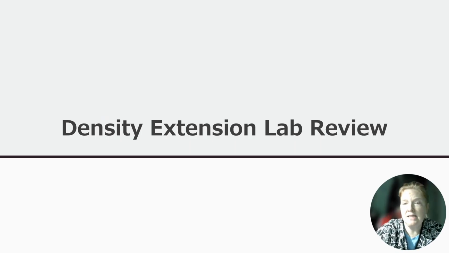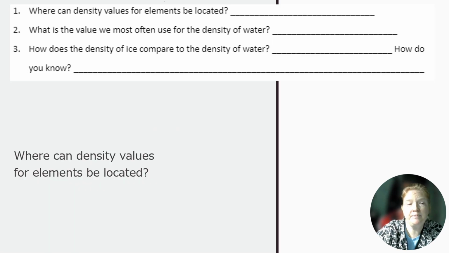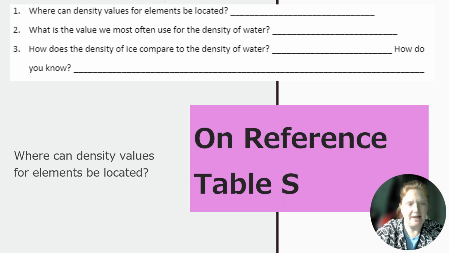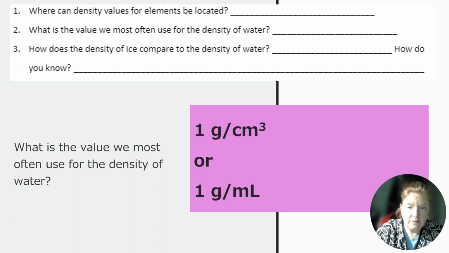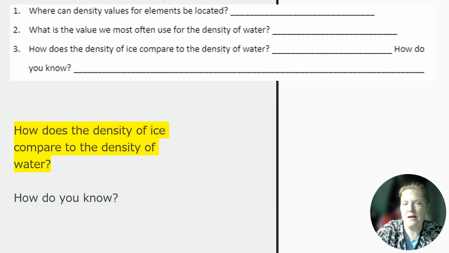All right, then we did a density extension lab review. So where can density values for elements be located? Hinted at it already. Yeah, that's table S. What is the value we most often use for the density of water? Do you remember? Yeah, it's 1, right? 1 gram per centimeter cubed, or remember, a centimeter cubed is the same as a milliliter, so I could use those interchangeably. Now, how does the density of ice compare to the density of water?